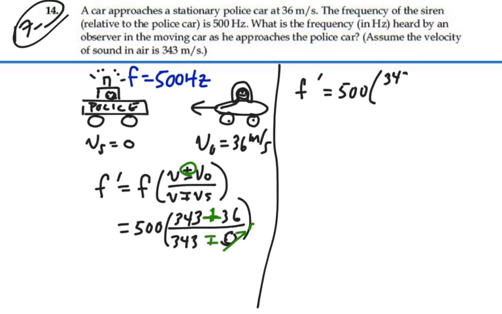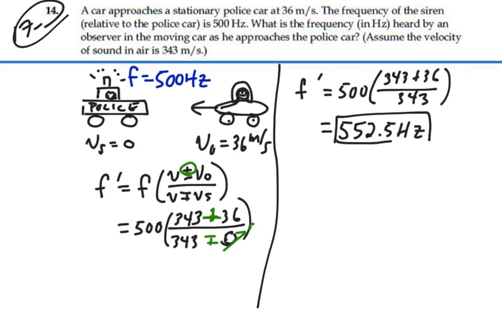times 343 plus 36 over 343. And that is equal to 552.5 hertz. So that is the observed frequency for the observer in the car, 552.5 hertz. It should have gone up because their relative locations are getting closer.